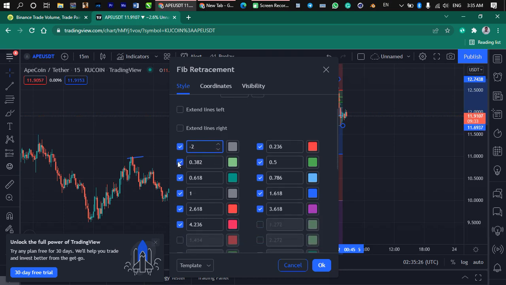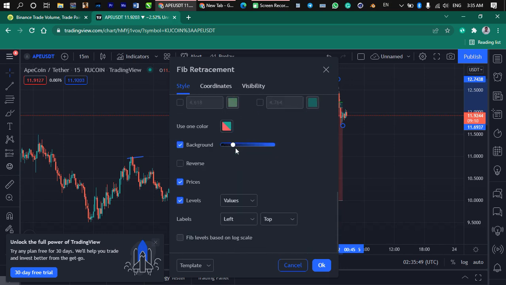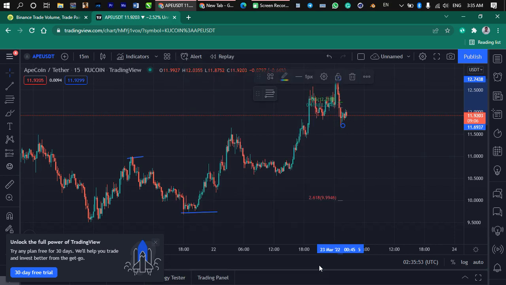There are some fib levels that are important that we need to put down. So cancel this, cancel 0.26, leave 0. Cancel 0.7, cancel 1, cancel 1.6, all these ones cancel it. The only thing we need right now is 0, 0.5, which is the 50% fib level, and 0.61, that is 61% fib level. Other things, allow trend lines. No, you have to remove the background, then you click OK.